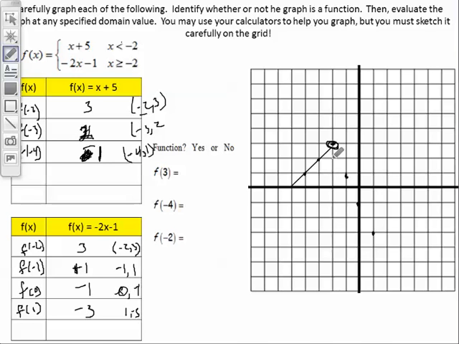Now, is this one an open circle or a solid circle? It's a solid circle. Why is it a solid point? Because I've got greater than or equal to. That means at negative 2, I do get this point right here. So I can now draw this line. And this piecewise function looks like this.